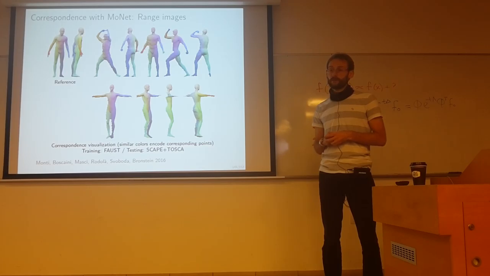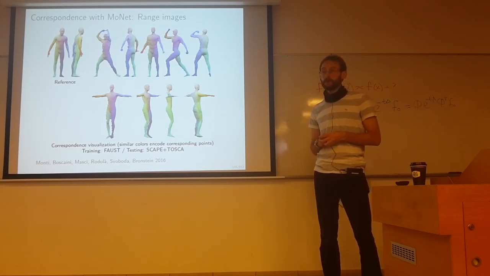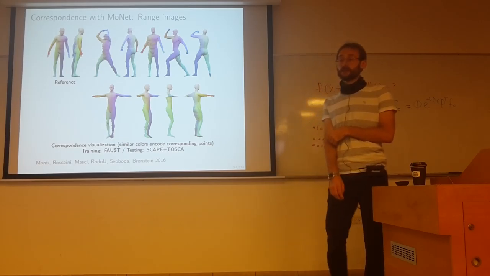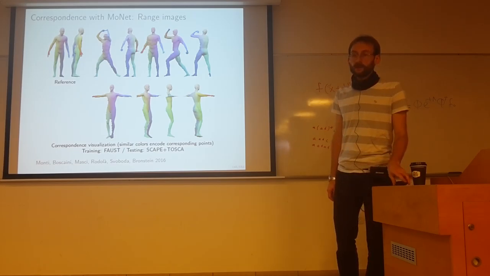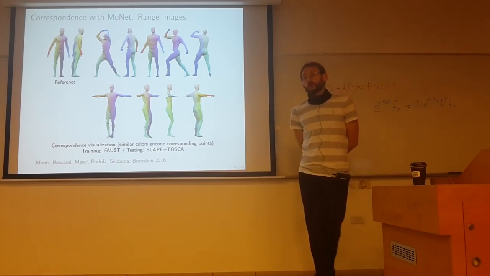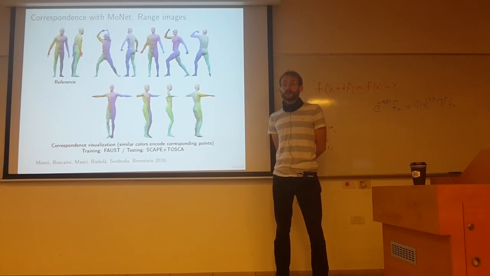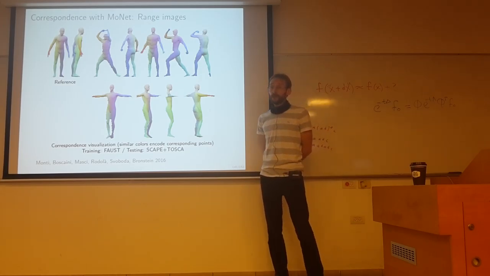So the input to the network, is it directly the embedding, like the XYZ coordinates? No, I didn't mention it, we use the SHOT descriptor. At each point, it's a local histogram of normals. I see. So at each point, it's a feature vector. Yeah, about 500 dimensions.